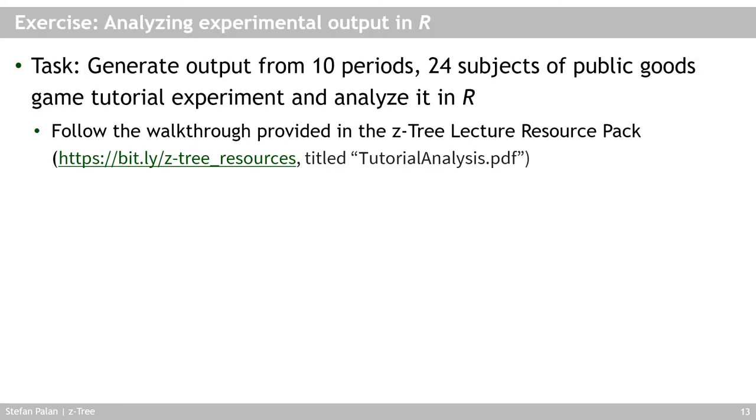So the task for you will be to generate output from 10 periods and 24 subjects of the public goods game tutorial experiment. So that means that you should click through 10 periods and 24 subjects, making some contribution choices for them. And then once you've done all that, you've got the output, you import it into R and run an analysis. And to help you do that, I've prepared a walkthrough document, which basically shows you all of the steps you need to take in R.